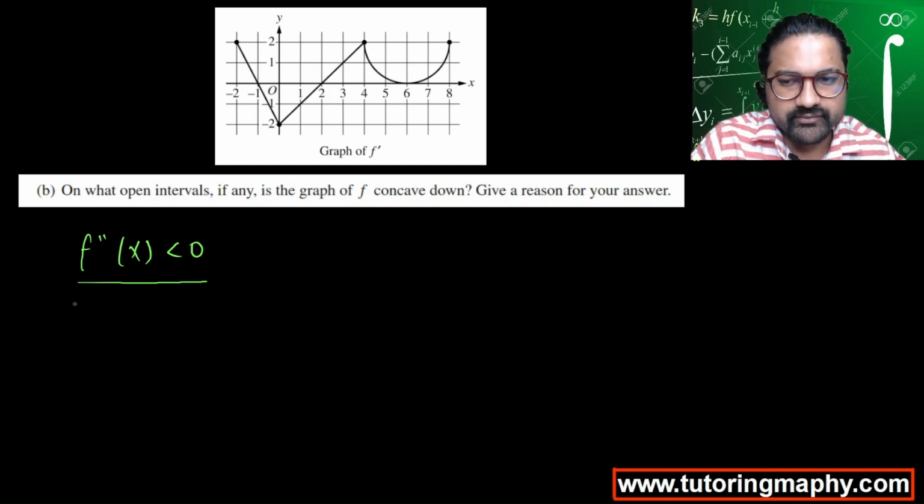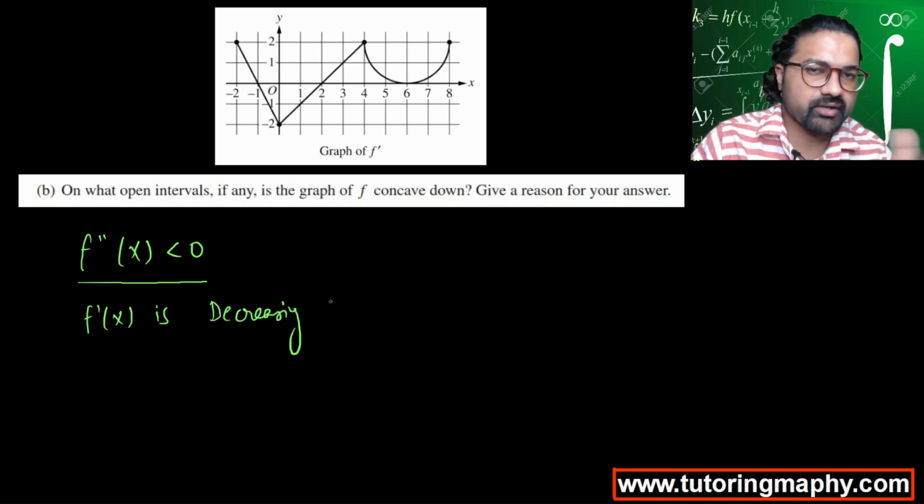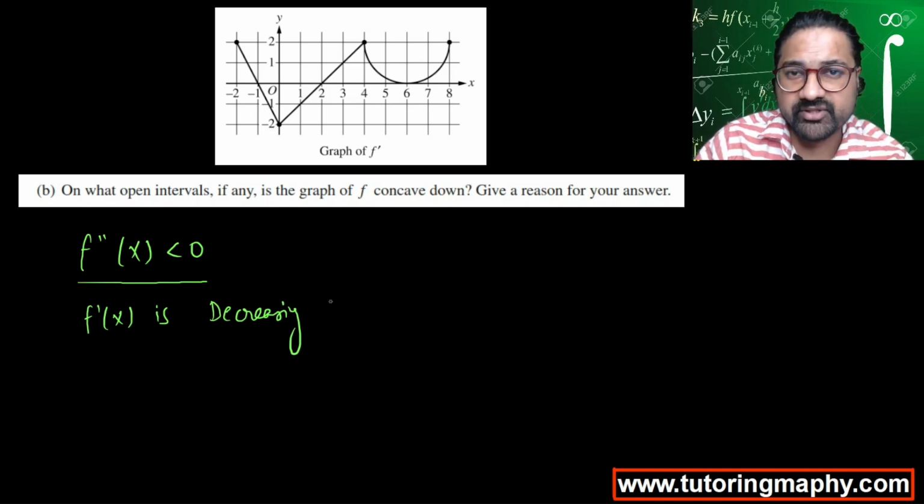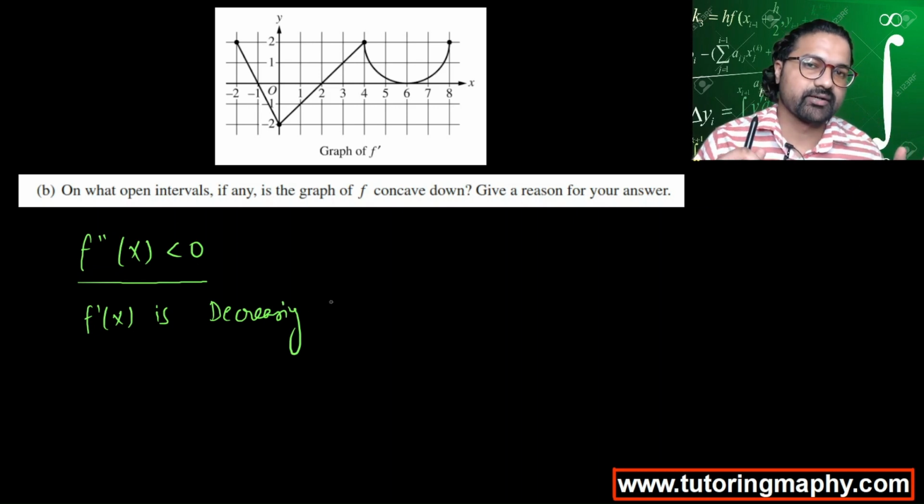What is the meaning of this with respect to f prime? If f double prime is negative, don't you think it means that f prime x is decreasing? The other way around will be easy to understand. If a function, let's forget about the primes, if a function is increasing, what is the condition? F prime is positive. If a function is decreasing, what is the condition? F prime is negative, right?